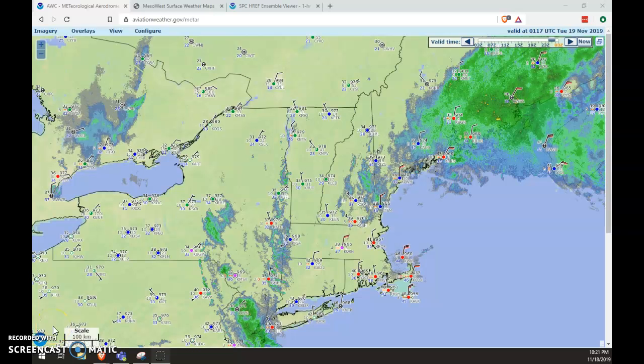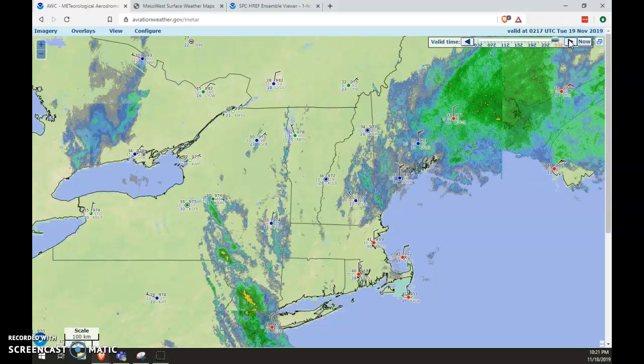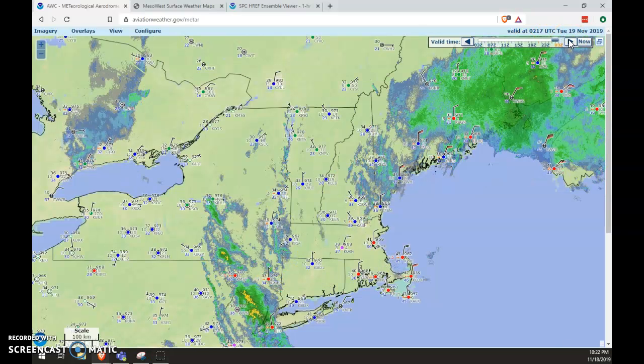So we'll start at 1Z. This is 8 p.m. Eastern Time. We have northerly winds across Vermont and upstate New York. And as we move through time, 1 hour at a time, there's 2Z. The top number, the black number to the top left, is the temperature.